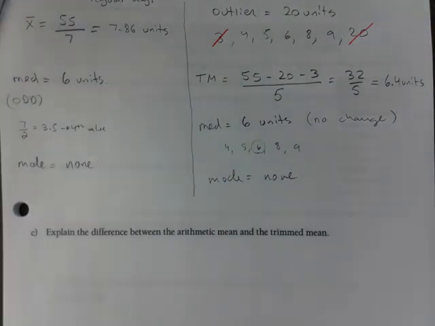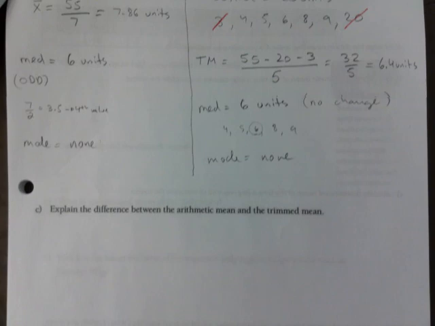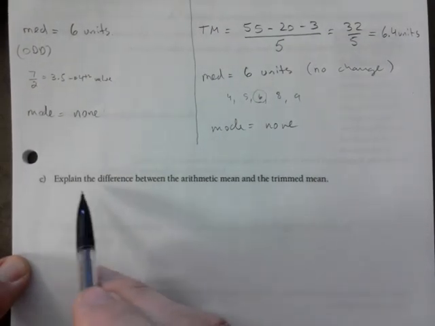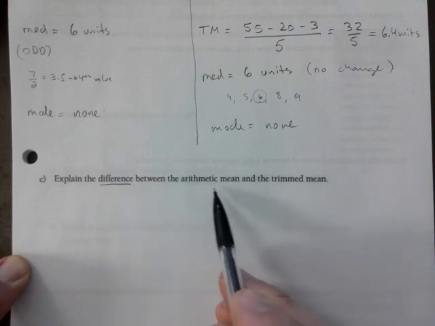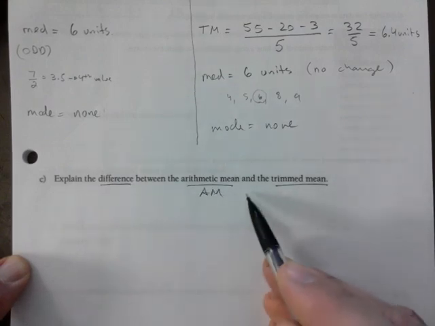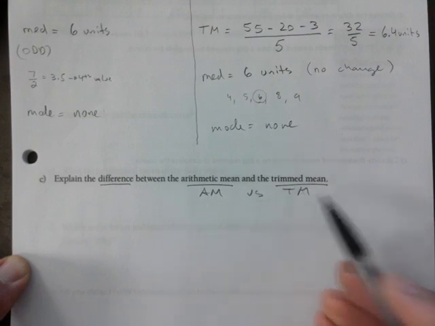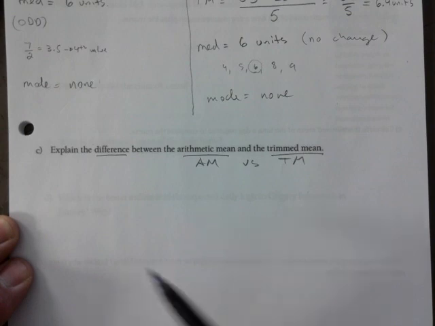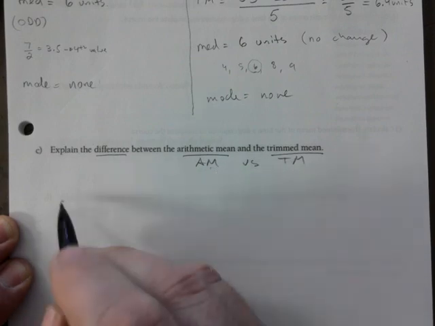Okay. Here, the explanation, which if you want full marks with these questions, you got to make sure your explanation works well. Explain the difference between the arithmetic mean and trimmed mean, right? So AM versus TM. That's what you need to say. And you can come from either perspective, guys. You can choose which perspective you want to come from.